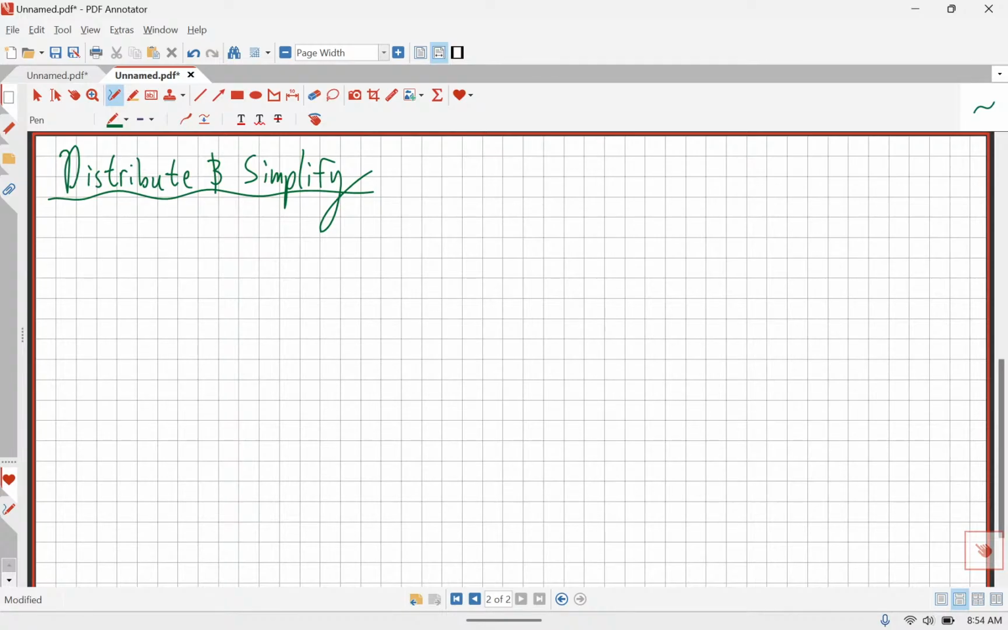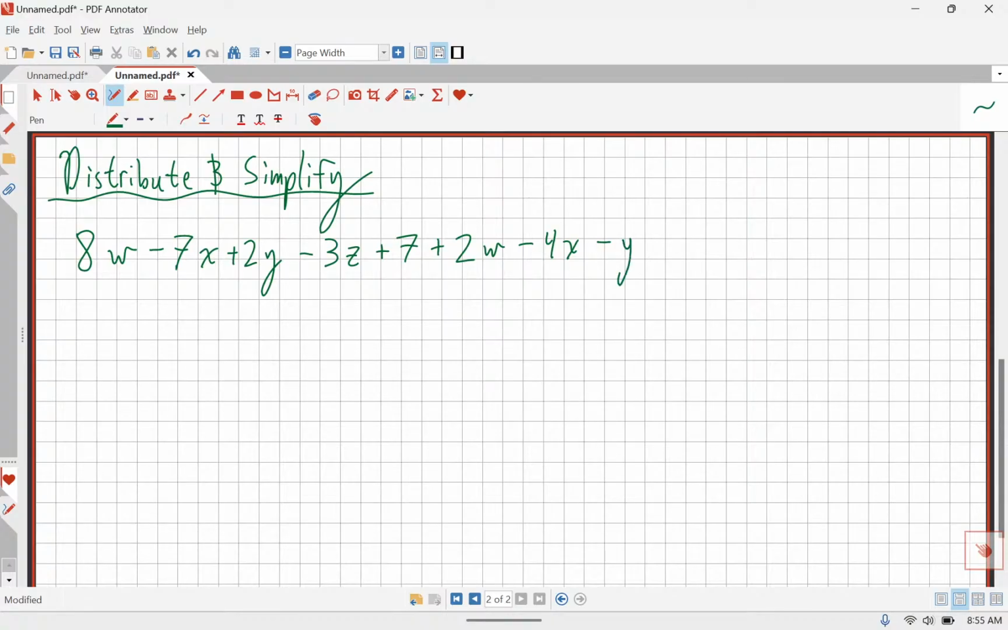Now, let's make sure we feel good about simplification first, because it looked like a lot of us were not feeling 100% on that. So if I gave you something like this: 8w minus 7x plus 2y minus 3z plus 7 plus 2w minus 4x minus y plus 8z minus 19. That's long and annoying, but we can combine like terms.